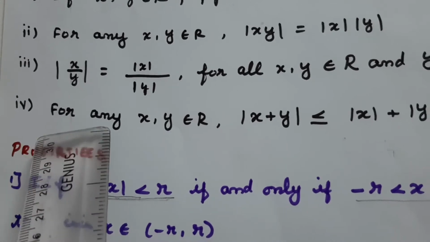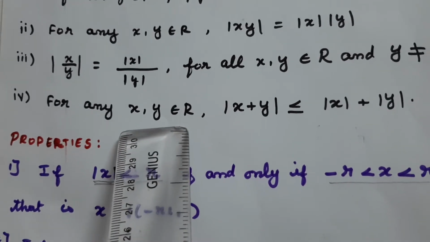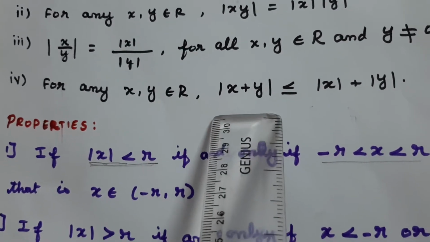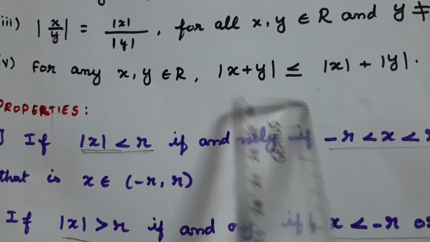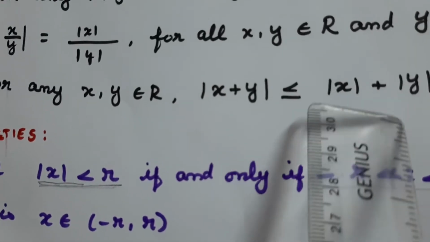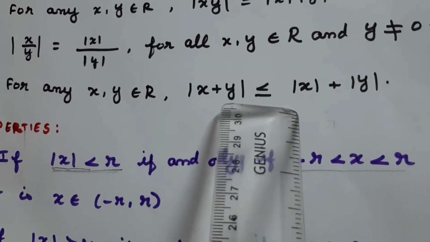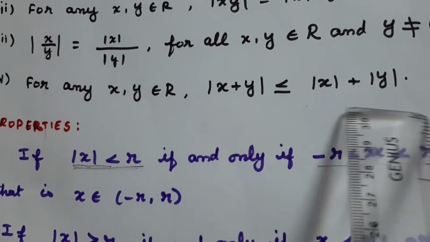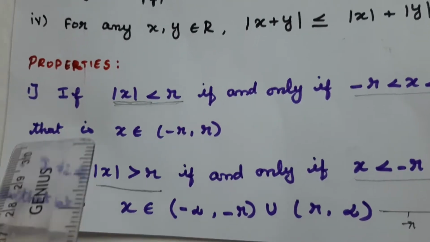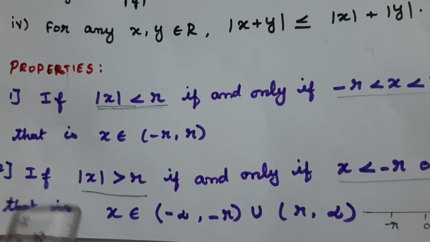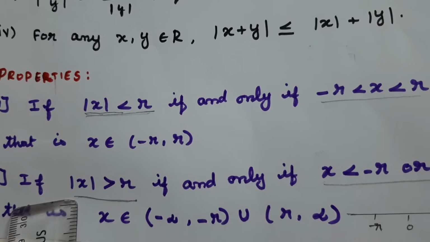Okay. For any x comma y belongs to R, we will have modulus of x plus y less than or equal to modulus of x plus modulus of y. The absolute value of the sum is less than or equal to the sum of the separate absolute values. And coming to the properties, we are going to use these two properties only in the exercises.